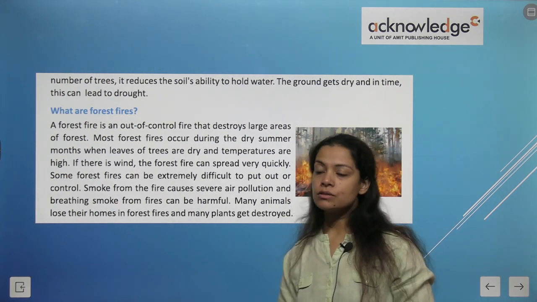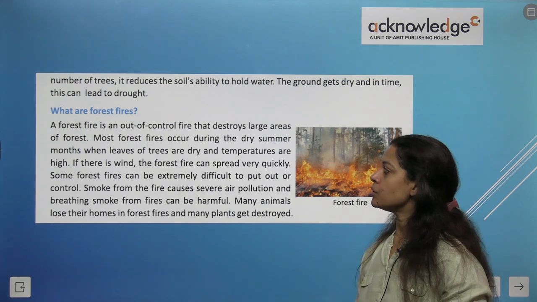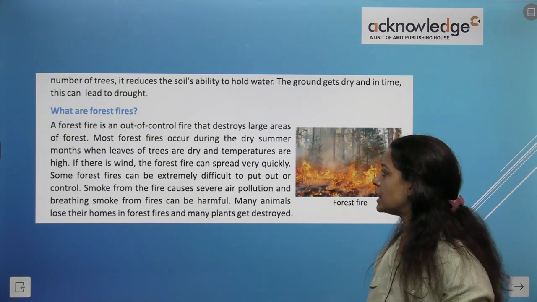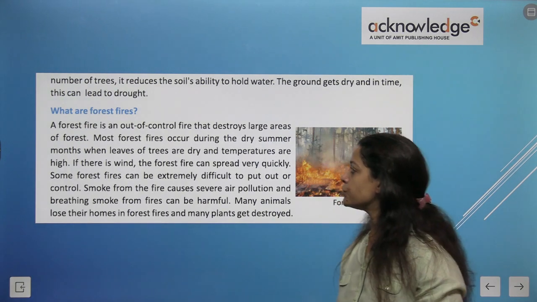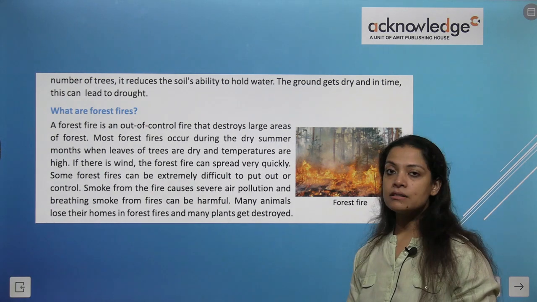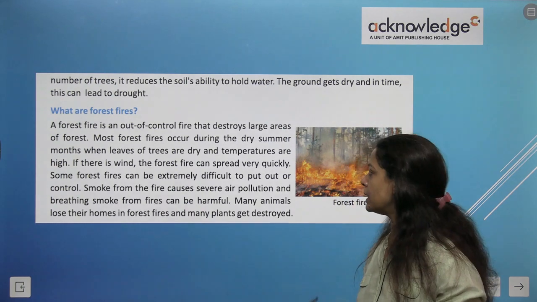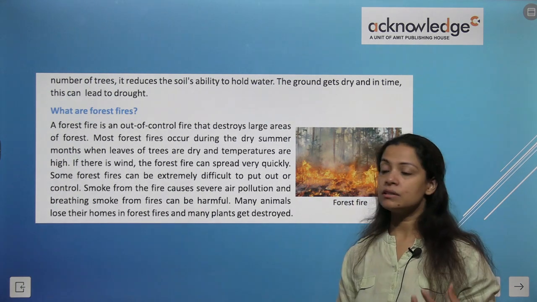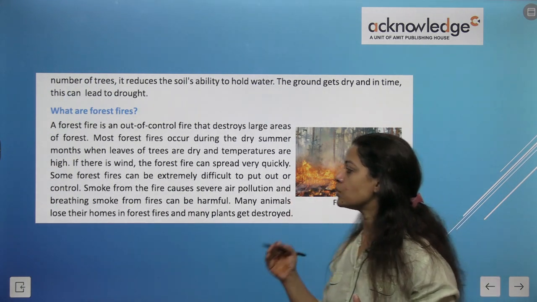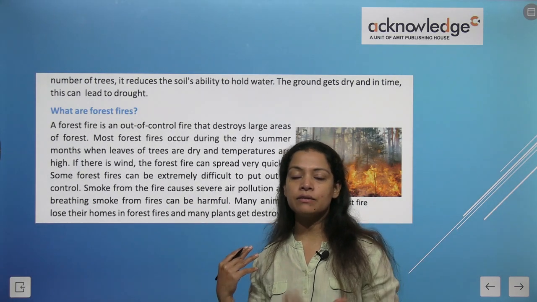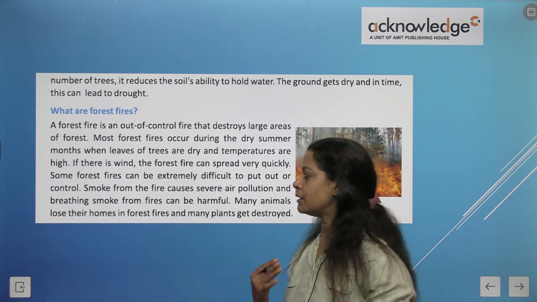Now, what are forest fires? A forest fire is an out of control fire that destroys large areas of forest. Most forest fires occur during the dry summer months when leaves of the trees become very dry and the temperatures are high. If there is wind, the fire can spread very quickly. So, with the wind, a forest fire will cover the entire forest.